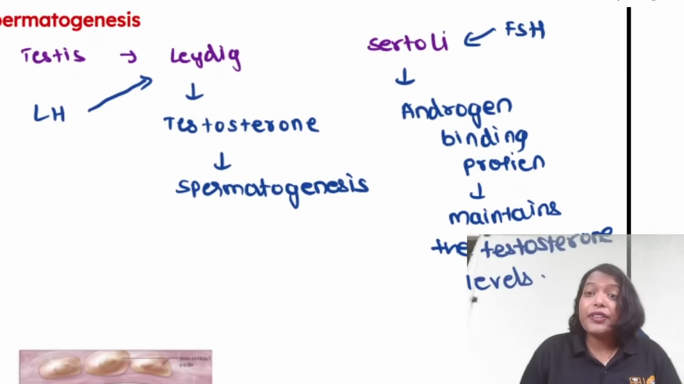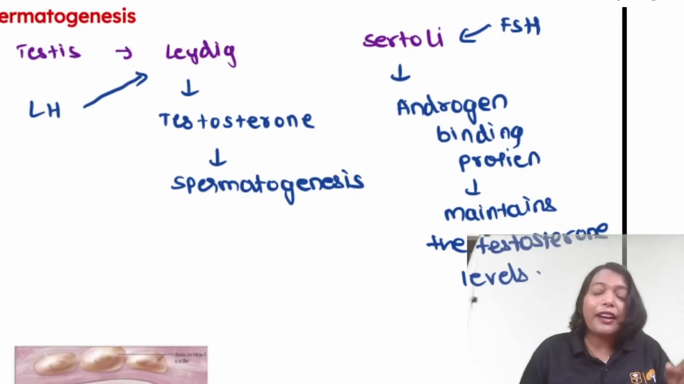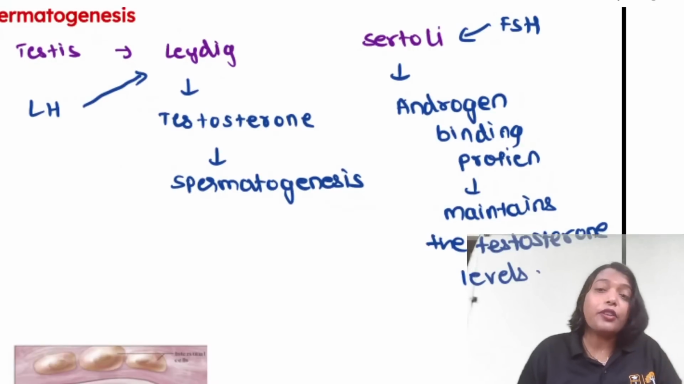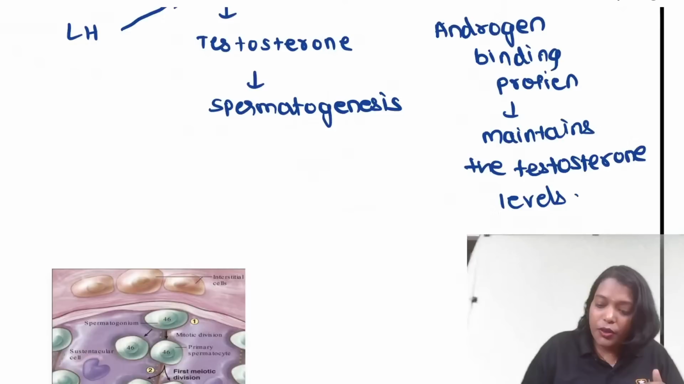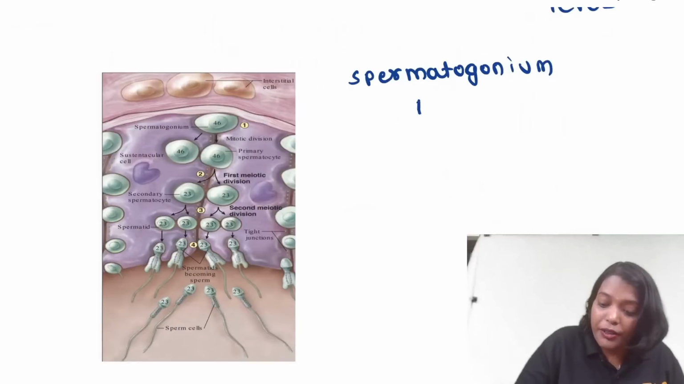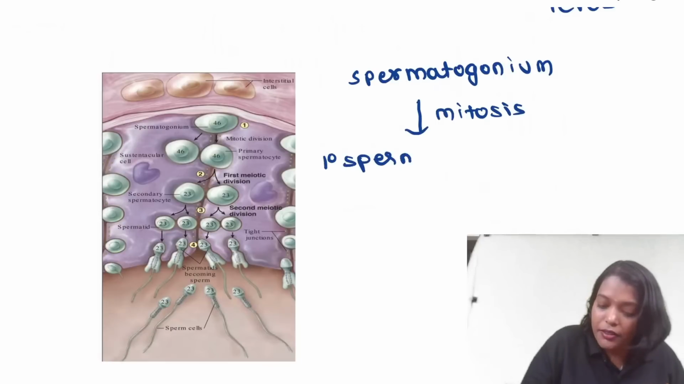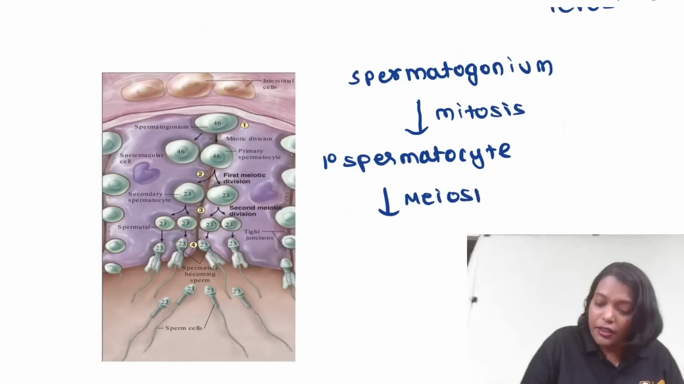So mainly it is the LH which will act on the Leydig cells, which will secrete the testosterone, and that is the one which is helping in spermatogenesis. FSH will act on the Sertoli cells to release androgen binding protein. This androgen binding protein maintains high levels of testosterone. Also, Sertoli cells help in making the blood-testis barrier. Okay. So now next, in spermatogenesis, first we have the spermatogonium. This spermatogonium will undergo mitosis to form the primary spermatocyte. This will undergo meiosis 1 to form secondary spermatocyte.